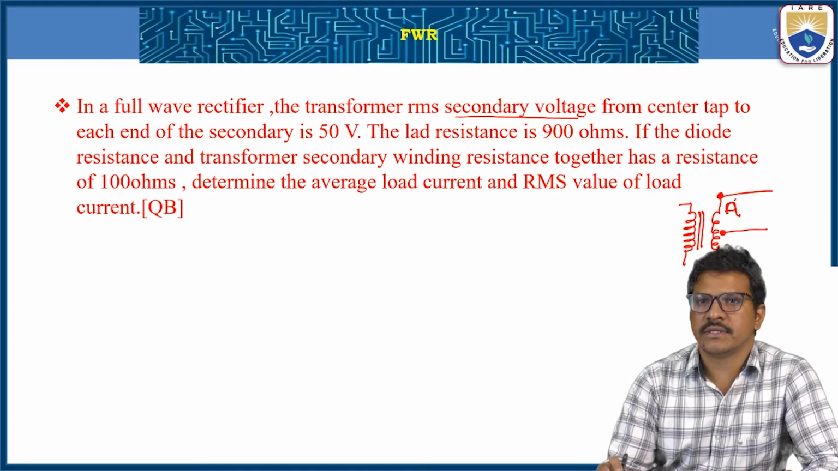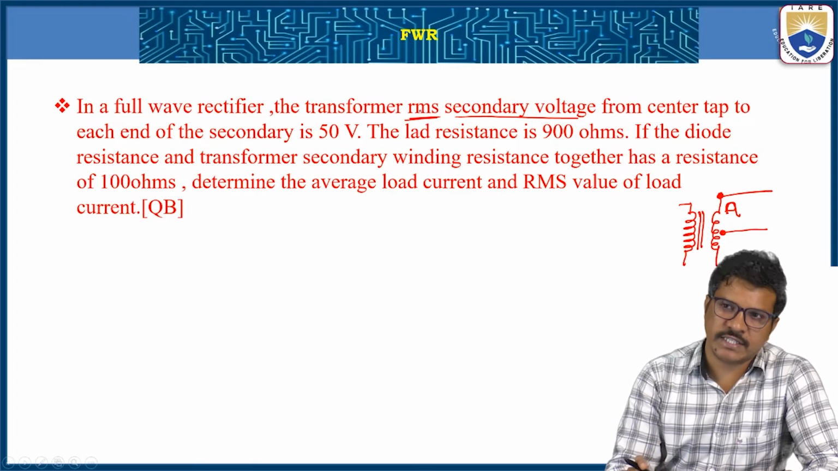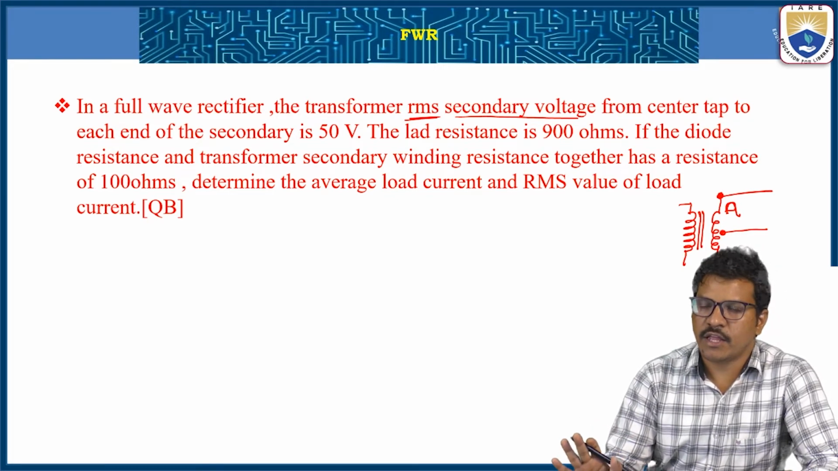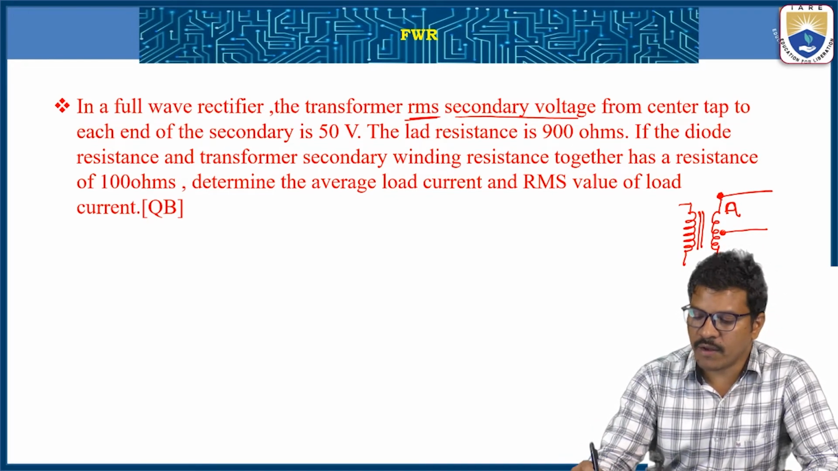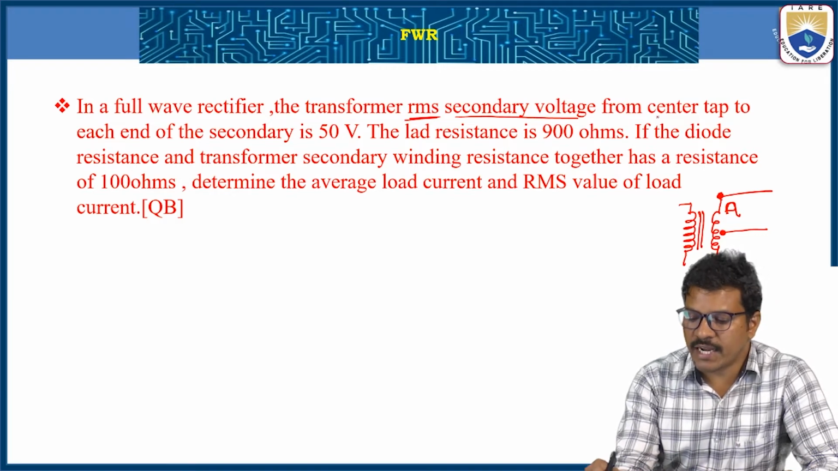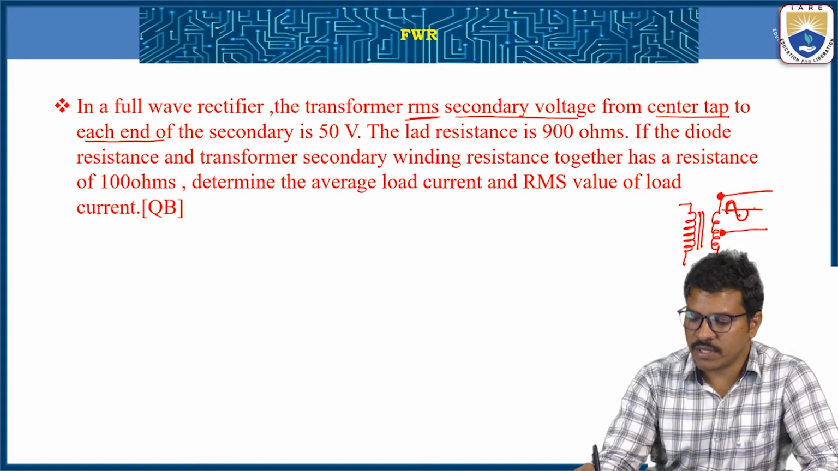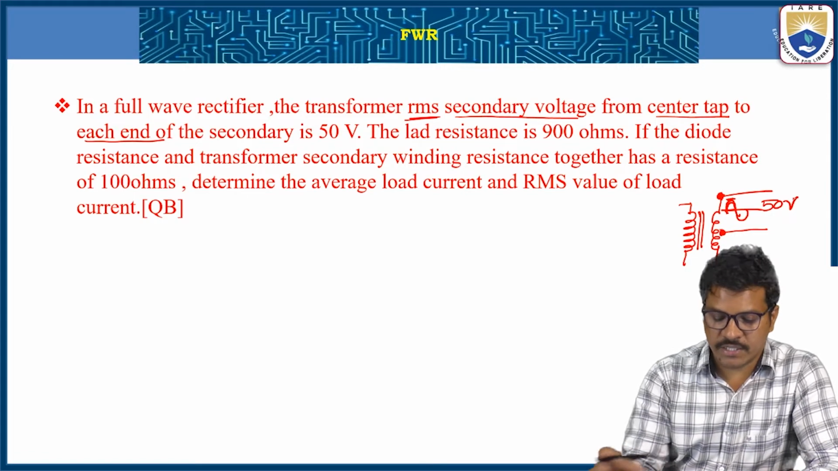This voltage is mentioned in RMS, which means it is not the maximum voltage. It is a secondary coil voltage, and that too for half of the secondary. It is mentioned that the transformer RMS secondary voltage is from center tap to each end, not the complete secondary voltage. So from the center tap to each end you will get 50 volts. For example, this is 0 to maximum, 50 volts. So we can mention that.